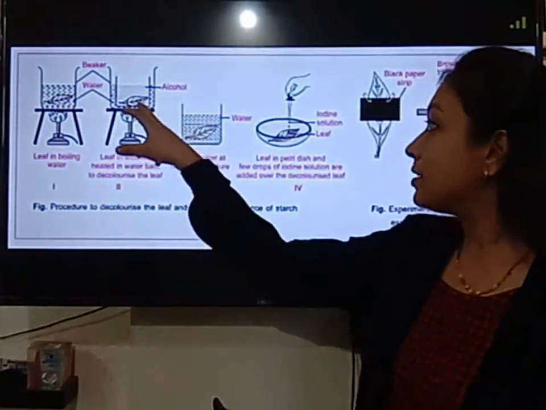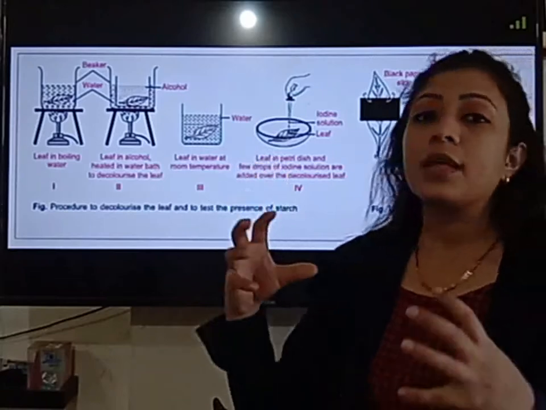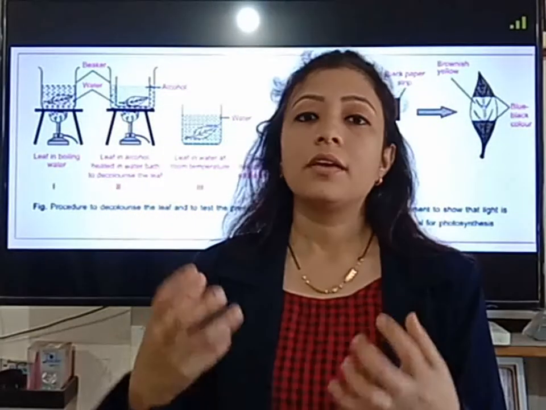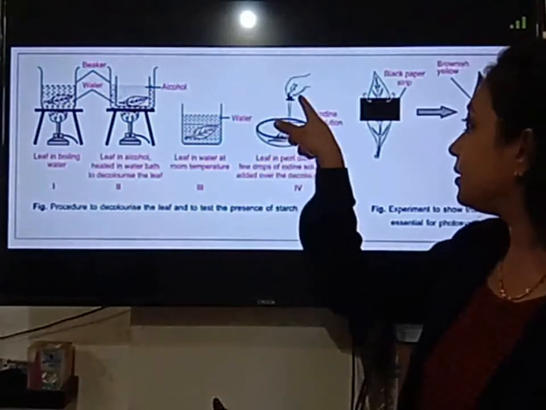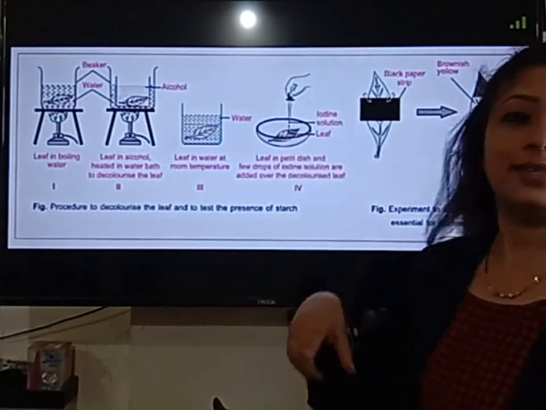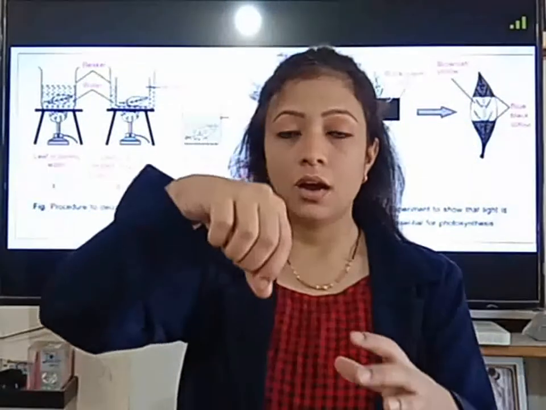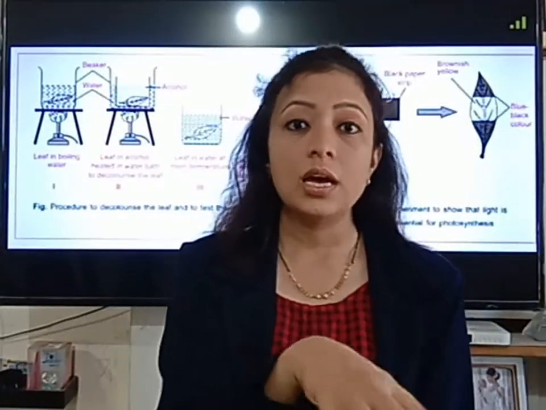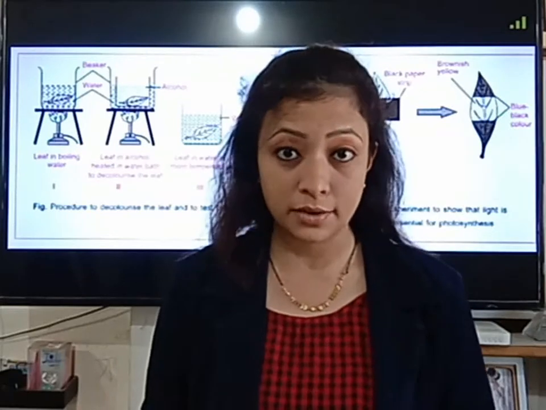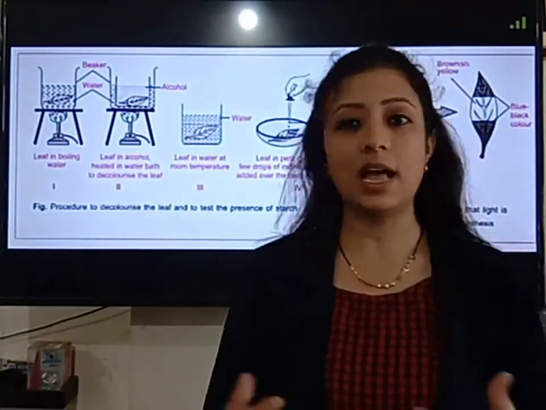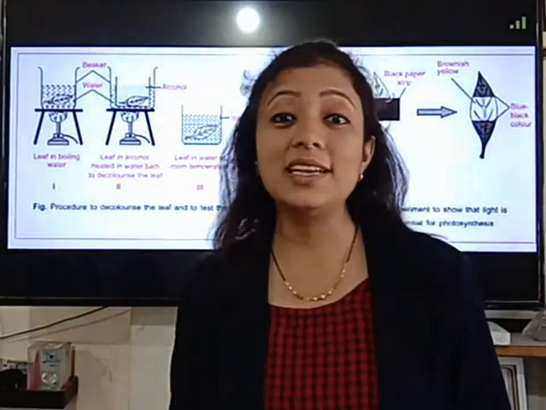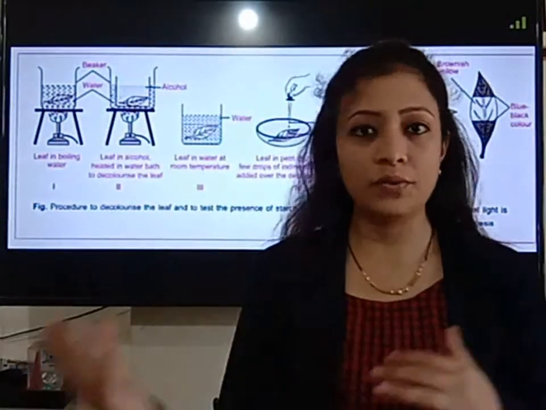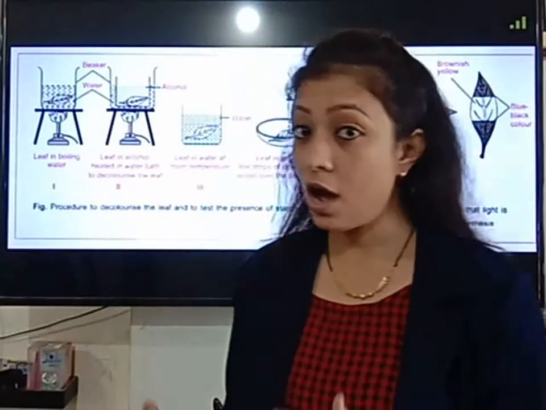So children, once we take the leaf into the glass petri dish, we add a few drops of iodine solution over it. Here you can see the dropper containing iodine solution, and we are now releasing it drop by drop on the decolorized leaf. Children, decolorized leaf means what? Decolorized: de means absence, and color means, of course, color. So the decolorized leaf appears creamish whitish because the chlorophyll has been removed from it by the alcohol.